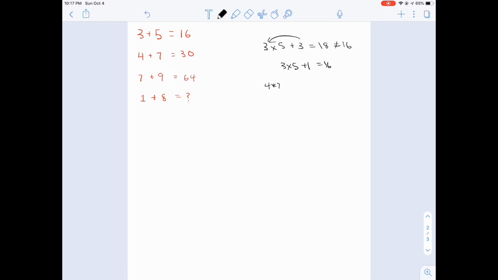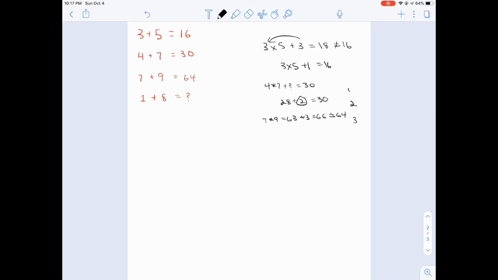4 times 7 is 28, plus what equals 30? Well, this digit is 2. So we see that the first one was 1, the second one was 2. So we can guess for the third equation we might have to use 3. So we'll try that out. 7 times 9 is 63. And then we'll add 3, but that equals 66, which is not 64. So we know this strategy doesn't work.